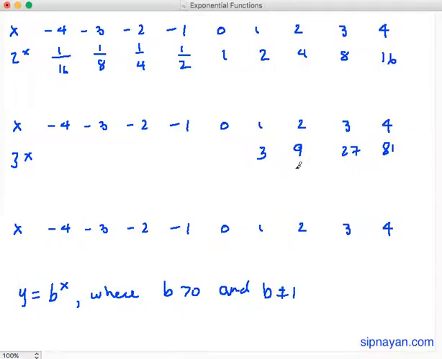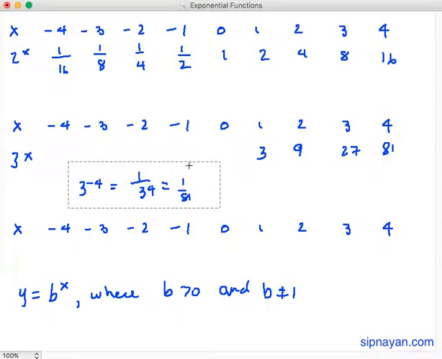Pang-apat na beses. And pag negative yung exponent natin, for example, 3 to the negative 4, ang mangyayari is kukunin mo yung reciprocal nito, which is 1 over 3 to the 4th. And from here, alam natin ang 3 to the 4th is 81. So, this is equal to 1 over 81.